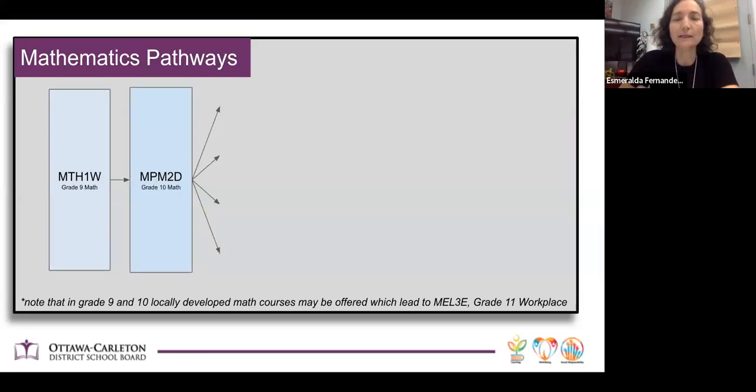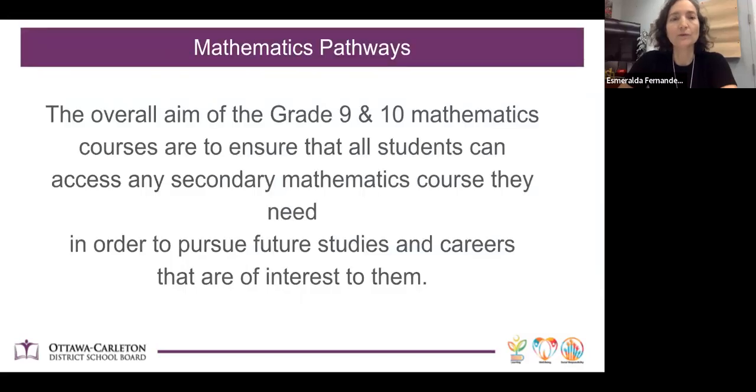So it's at the grade 10 level. So after 2 years of math learning that they get to choose for grade 11 based on where they think they're going to be post-secondary. So the overall aim of grade 9 and 10 mathematics courses are to ensure that all students can access any secondary mathematics course they need in order to pursue for future studies and careers that are of interest to them. So it just ensures that all students have the same opportunities going into grade 11.